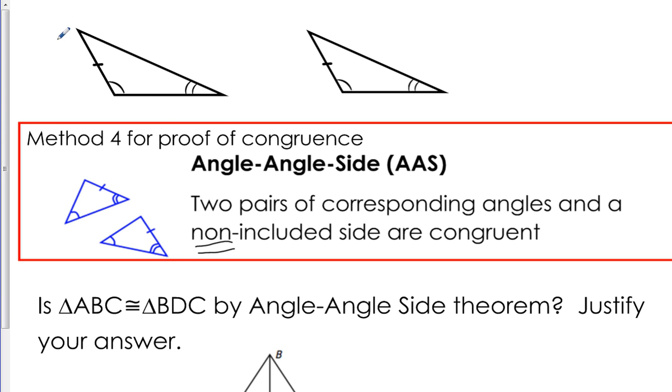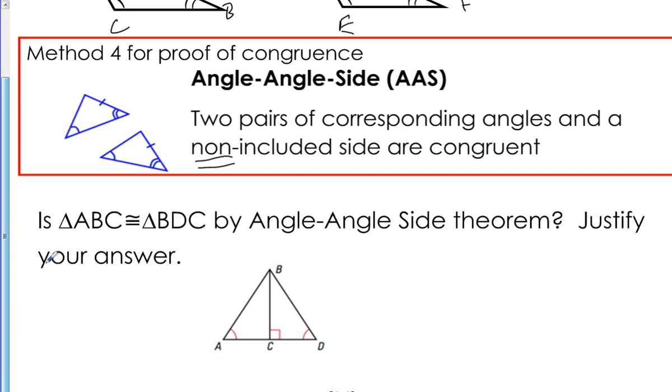So in other words, if I call this triangle ABC and I call this triangle DEF, you'll notice that AC is not between these two angles, angles B and C. And DF is not between angles F and E. DE is not included between angles E and F. AC is not included between angles C and B, and that is called the angle-angle side theorem. Namely, if two pairs of corresponding angles and a non-included side are congruent to two pairs of corresponding angles and a non-included side of another triangle, the two triangles are congruent.